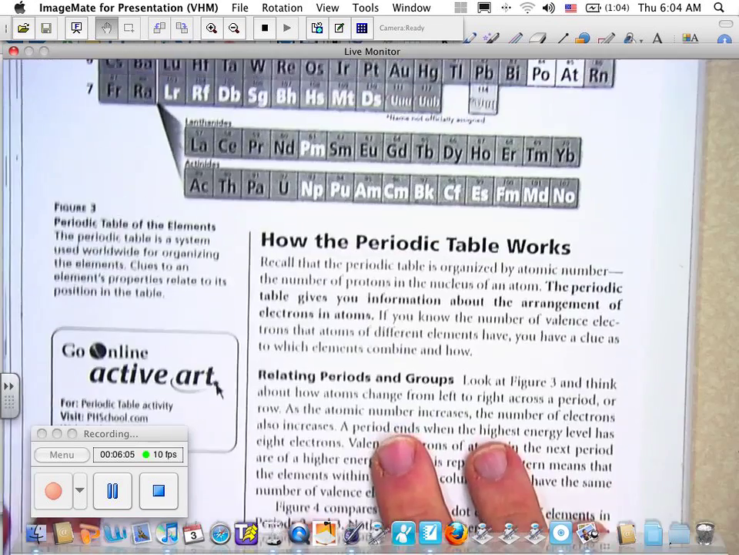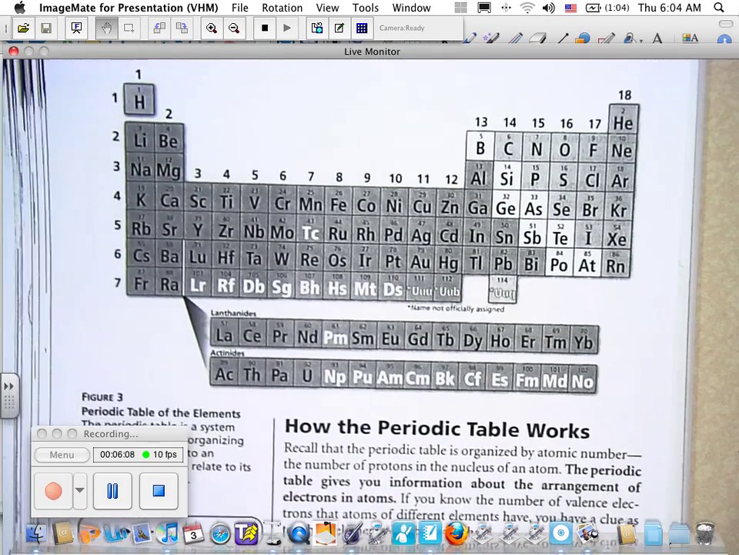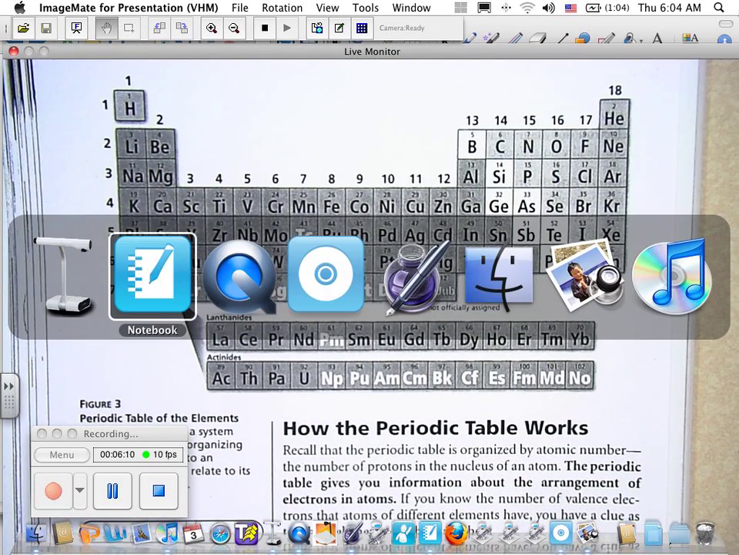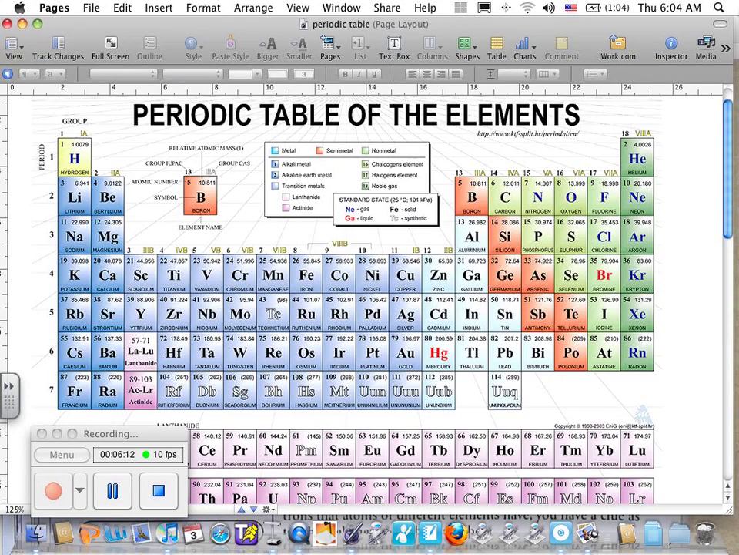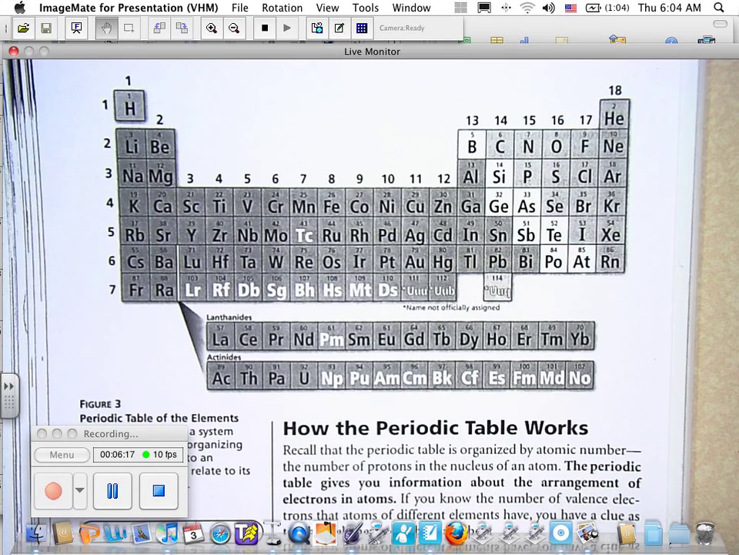How the periodic table works. Here is a sweet looking periodic table. I've also got one on my computer that looks like this. Check it out. Mine's in color. I'll be using this one, but you please use the one in the book. How does the periodic table work? Let's read together.